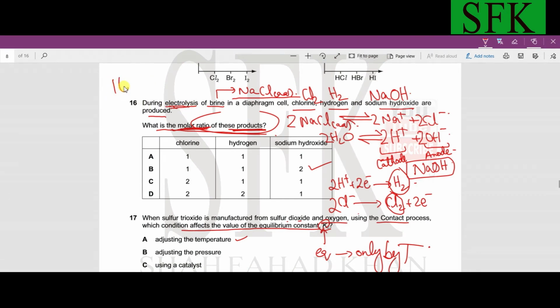In this lecture, we are going to do MCQs number 16 to 20 of October/November 2009, variant 1.